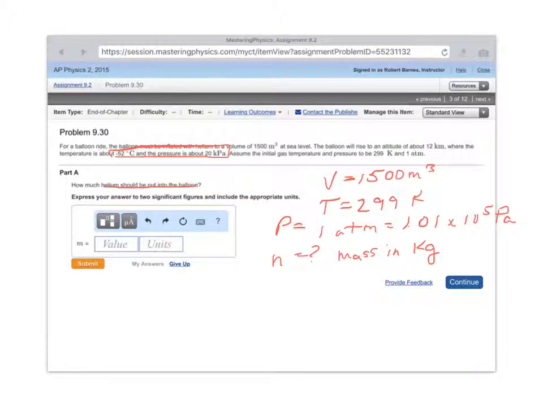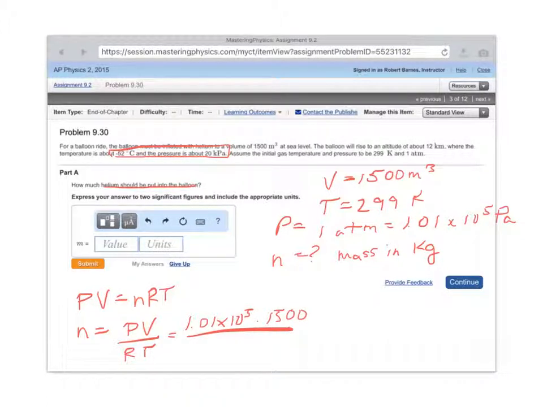First, using PV equals nRT, let's figure out the number of moles of hydrogen. So we've got PV over RT. So I've got 1.01 times 10 to the 5th times 1500 divided by 8.31 times T, which is 299. Let's see what kind of number we get for number of moles. So I get 60,973 moles.